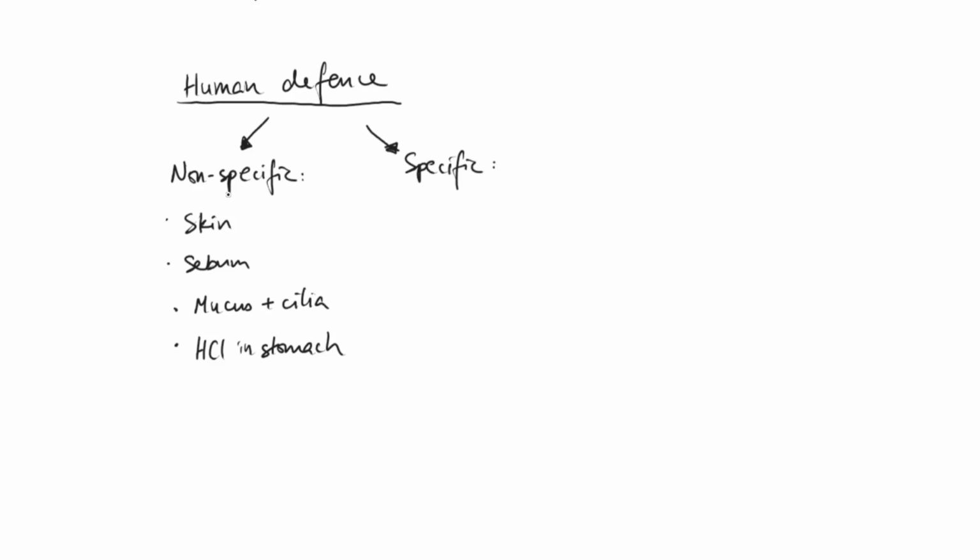Now, as for the specific immune response, that is mainly involving white blood cells. What you need to know is that they are able to do three specific things when infected by pathogens. First of all, they can do something called phagocytosis, which is a process where the white blood cells can change shape and engulf the pathogen.